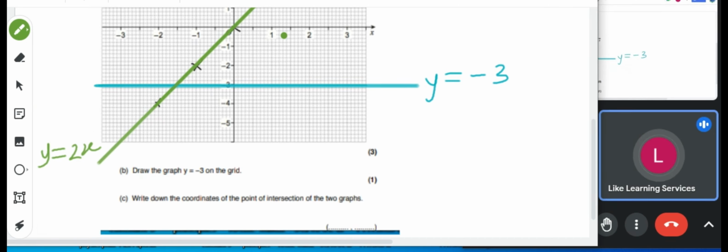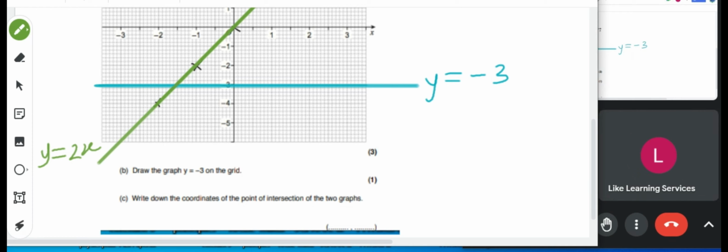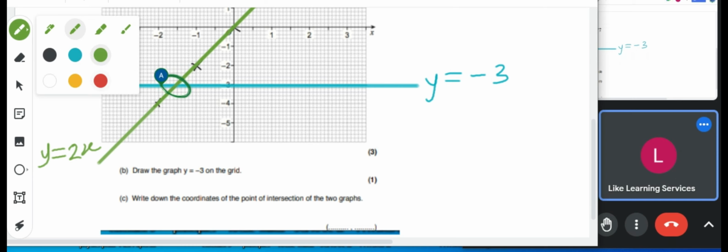Read it out. Write down the coordinates of the point of intersection of the two graphs. Where did they intersect? Intersect means cross. Where did they cross themselves? Circle the point of intersection. Yeah, write down the coordinate of that point. That's correct. That's the point of intersection.